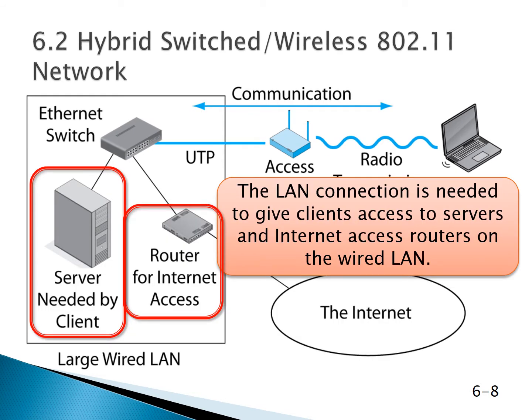So the LAN connection is needed to give clients access to servers and internet access routers on the wired LAN. Because if you only have the access point, then this access point does not have connection to the internet, right? So that's why we will need to connect to a switch, and this switch will be connected to the router for the internet access, and they can also be connected to other devices within your organization.